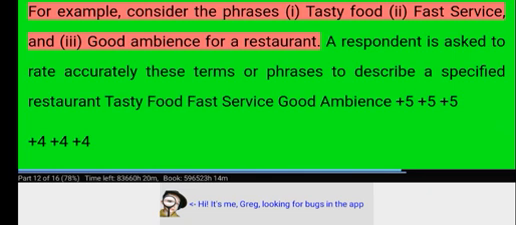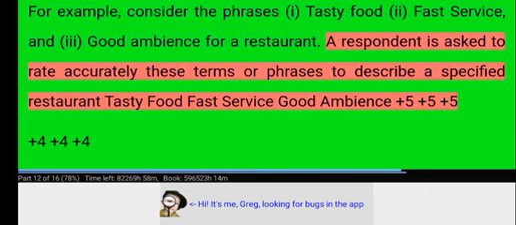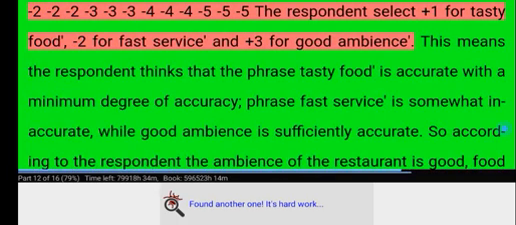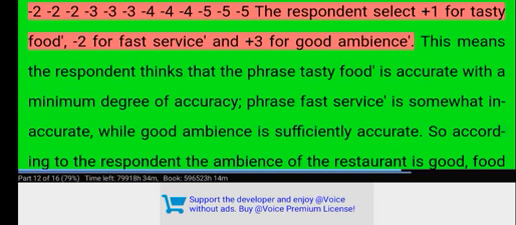For example, consider the phrases tasty food, fast service, and good ambience for a restaurant. A respondent is asked to rate how accurately these phrases describe a specified restaurant: tasty food, fast service, good ambience, on a scale from +5 down to +1 and from -1 down to -5.